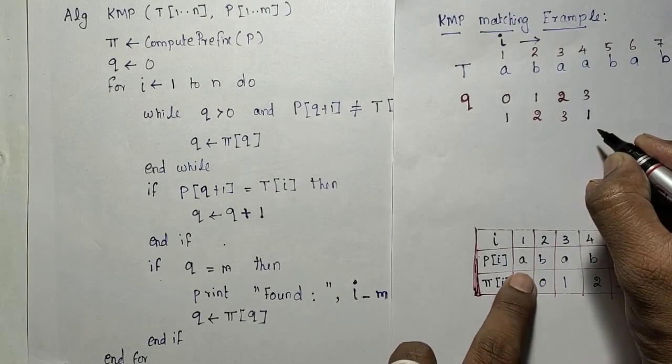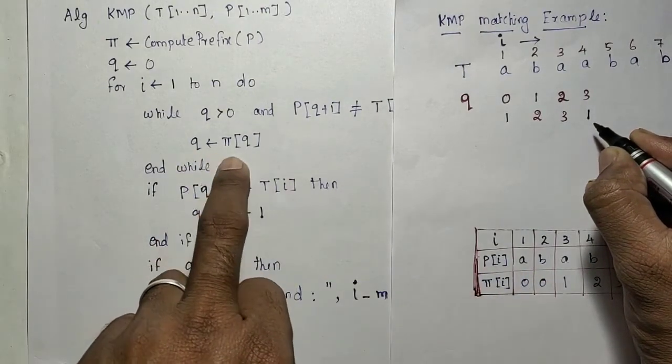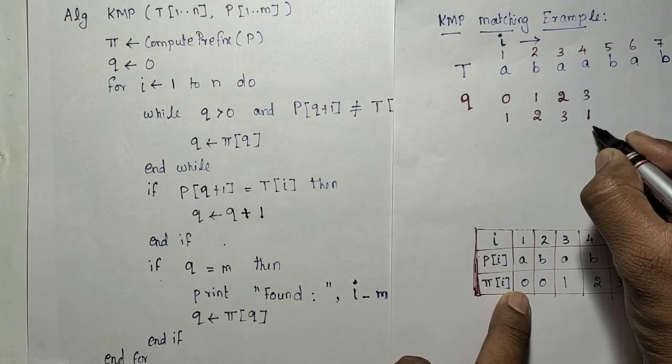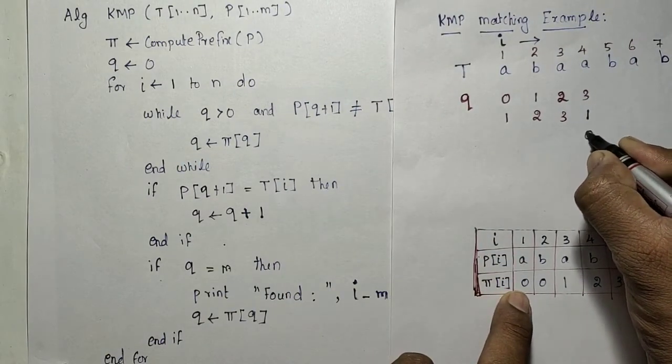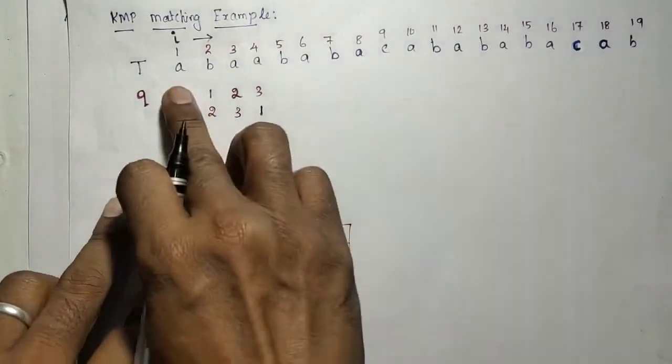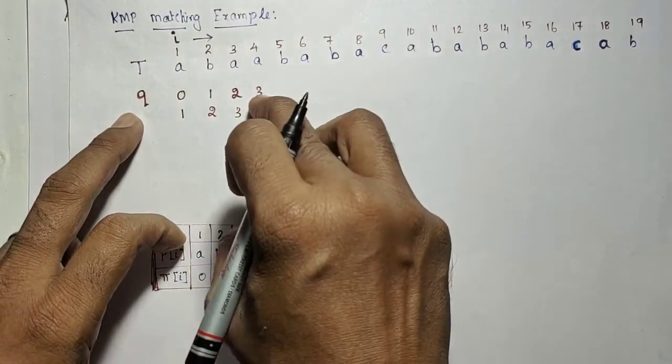Again, what is it going to restore to? Q equal to pi of Q. Now the pi Q value is 1. Pi of Q is 0. So it will be changed to 0. Correct. So when we enter the 4th iteration, the Q value is 3.